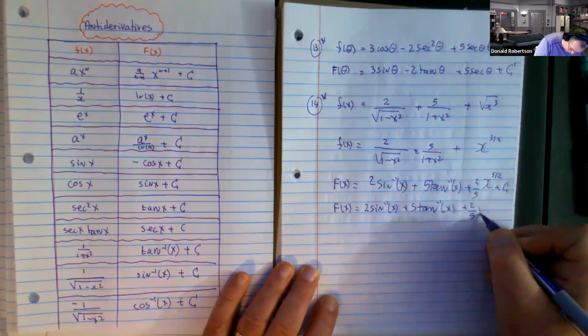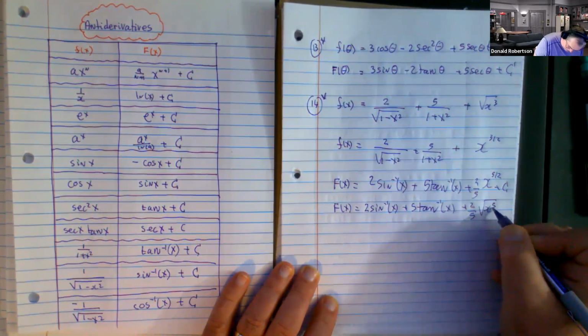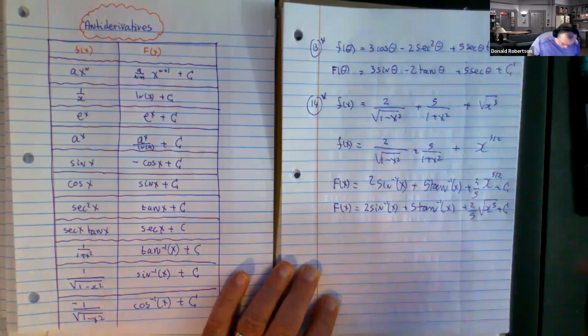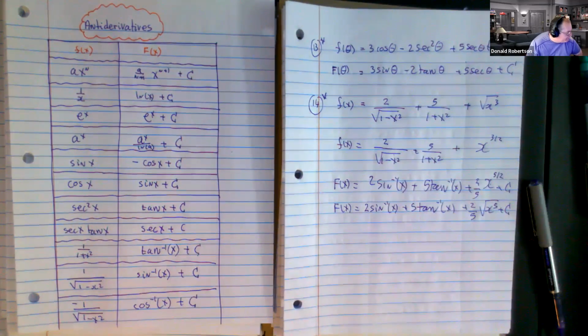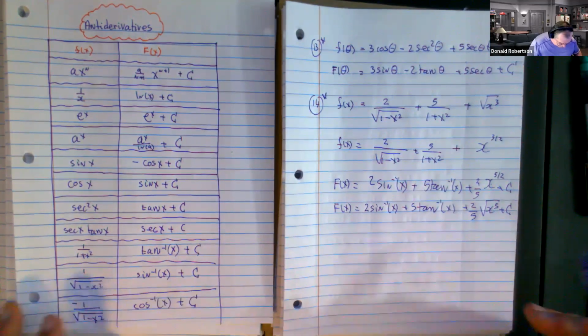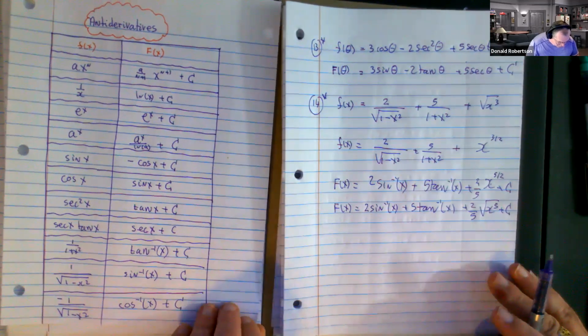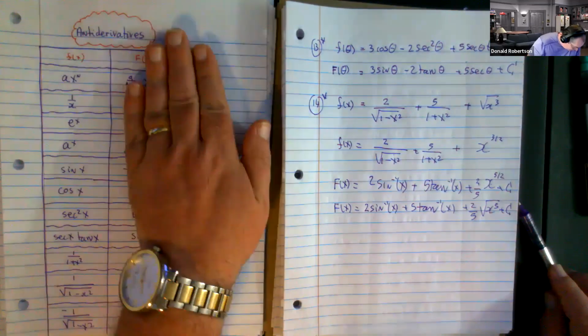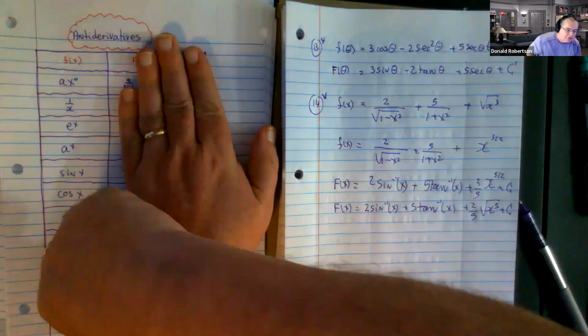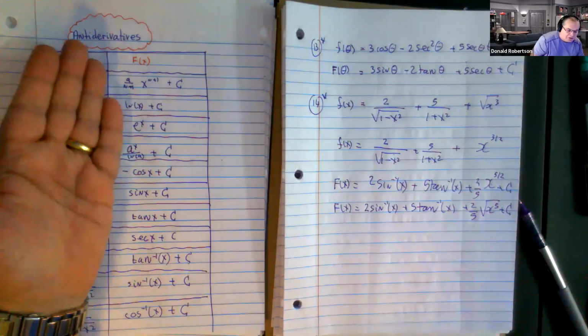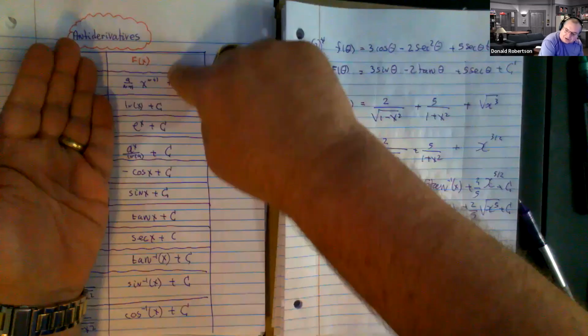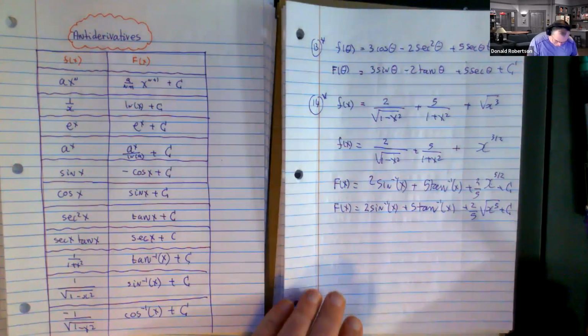And it's to turn that guy into that. And we're finished. So as long as I give you linear combinations of any of these guys, you should be able to find the antiderivative by using these guys. That's essentially the process.